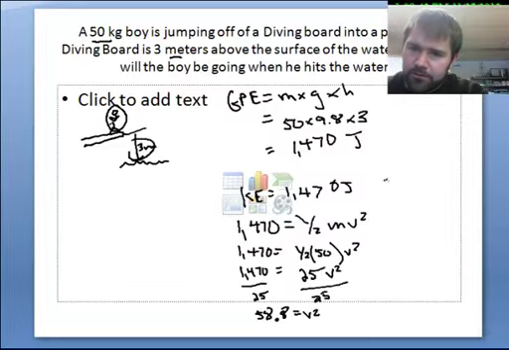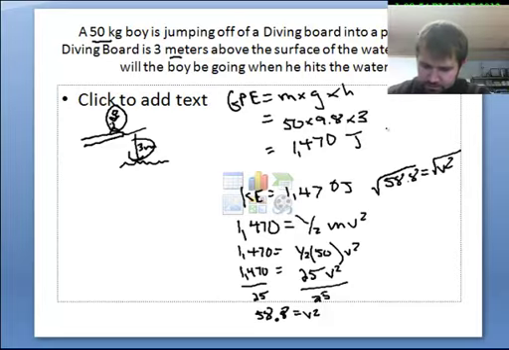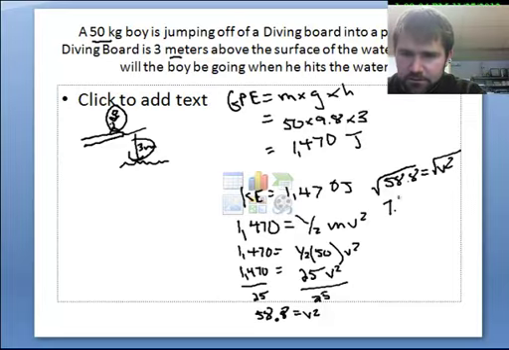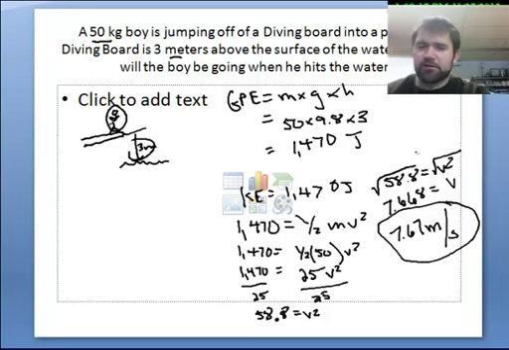And remember to take the opposite of something that's squared. We've got to take the square root, so we take the square root of both sides, and we get that velocity equals the square root of 58.8, which equals 7.66. I'm going to round that to 7.67 meters per second. That would be his velocity when he hits the water.